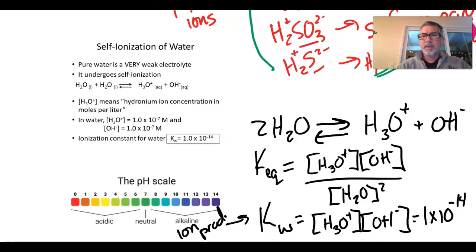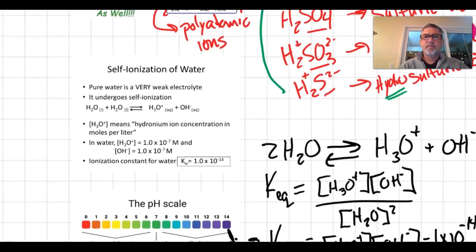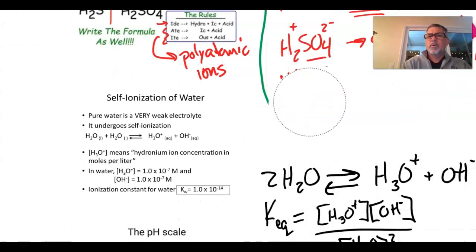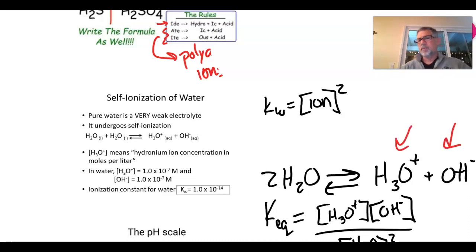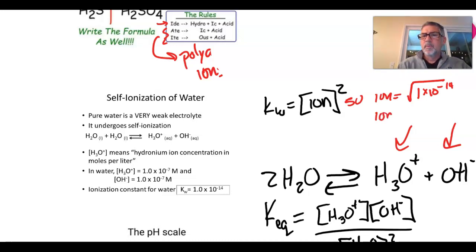If we think about it, I'm running out of room here, so let me find some more room. I'm going to erase the stuff on top here. Okay, so Kw then equals ion squared, because the ionization reaction forms an equal amount of hydronium and hydroxide. So ion equals the square root of 1 times 10 to the negative 14, and the square root of 10 to the negative 14 is 1 times 10 to the negative 7.